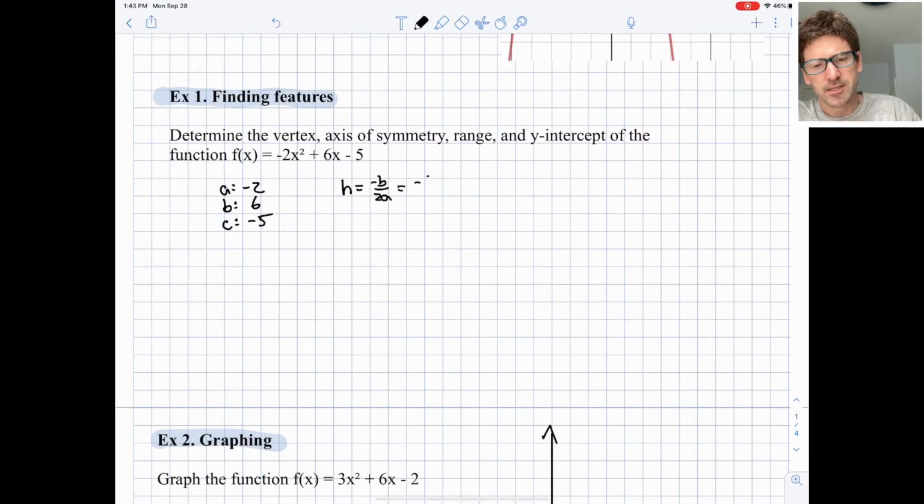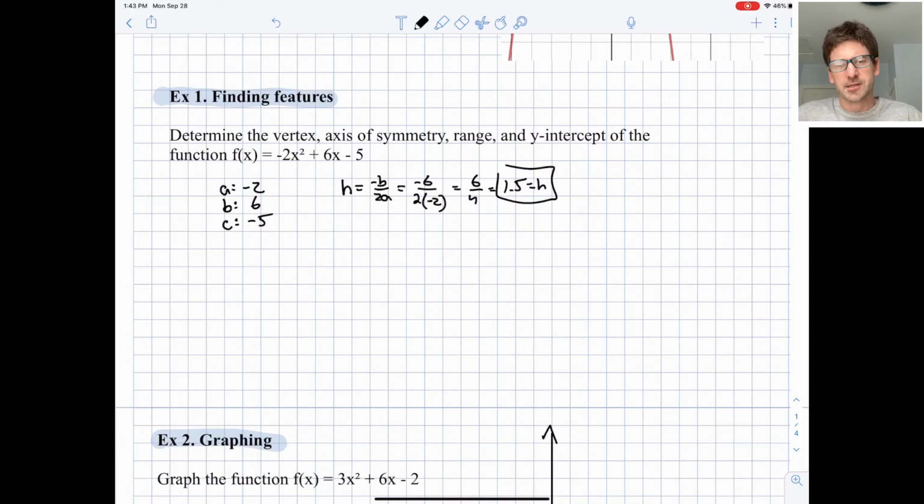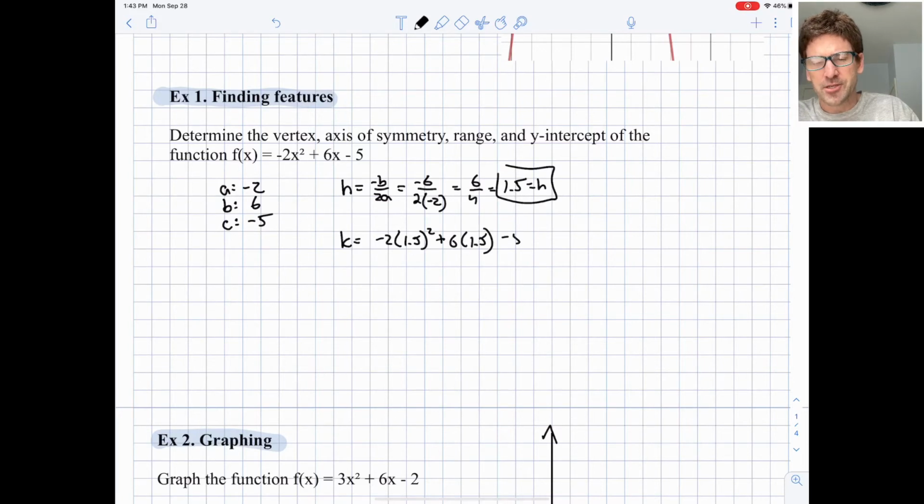which is negative 6 over 2 times negative 2. Negative b over 2 times a. Okay? And so that's 6 over 4, which is 1.5. So that's h. That's the x-coordinate of my vertex. Now to find k, we just need to plug h into our equation and solve from there. And I'm just going to run that through my calculator real quick to get a solution for k.